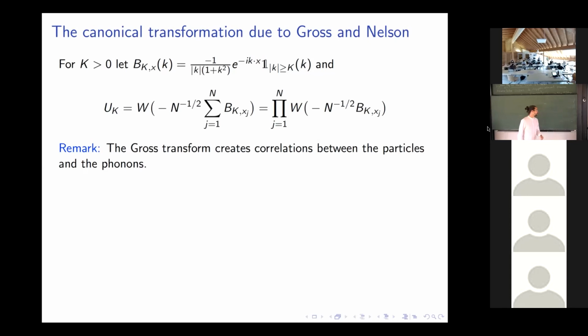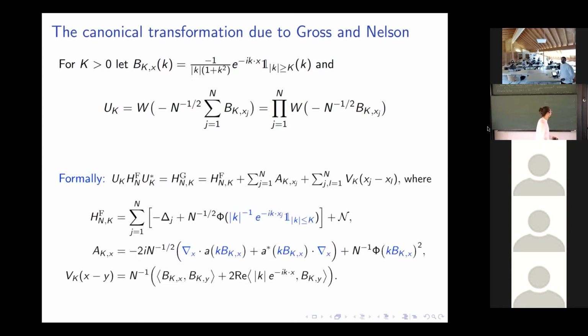And since these b_kj are the coordinates of the particles, we see that the Gross transform creates correlations between the particles and the phonons. And in order to see how this happens, it is instructive to apply the Gross transform to the Fröhlich Hamiltonian.